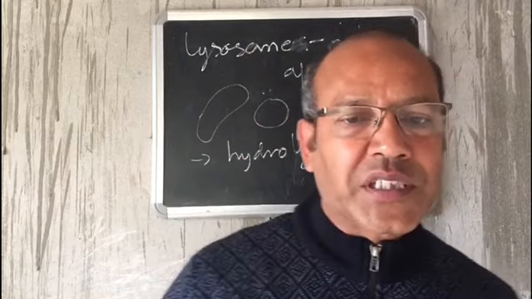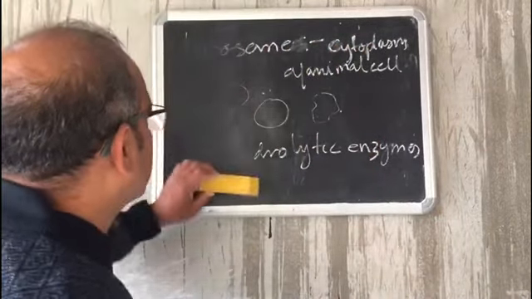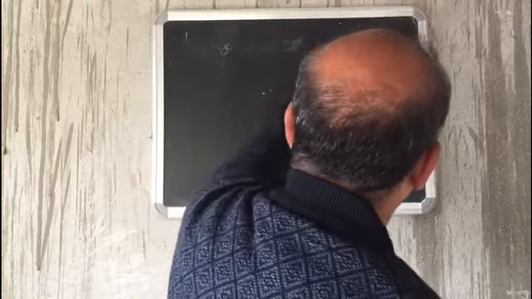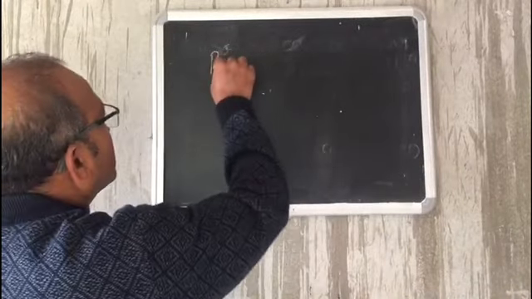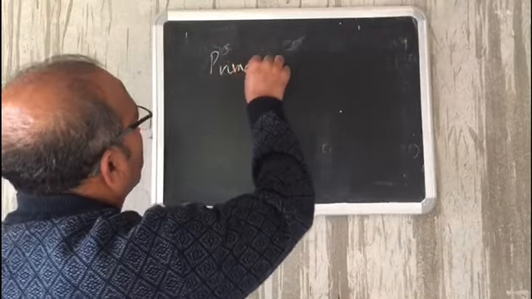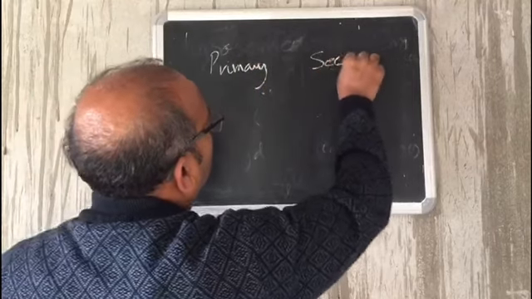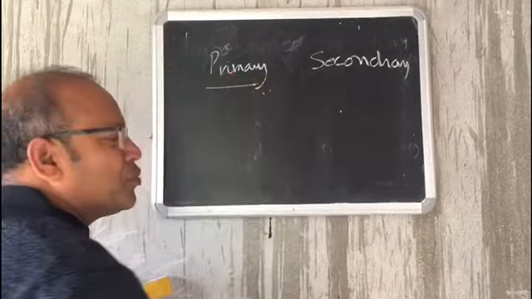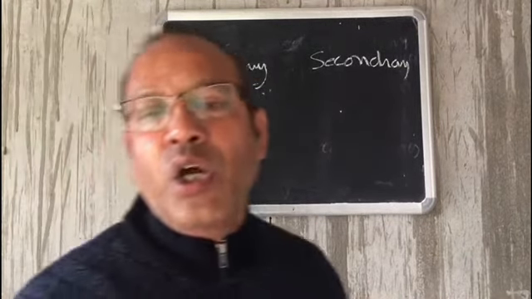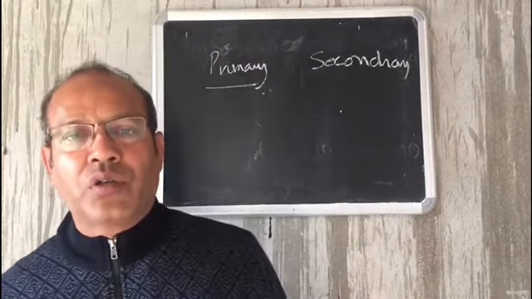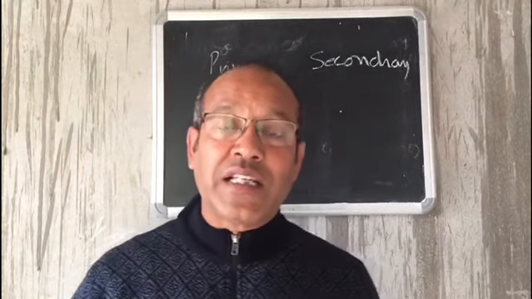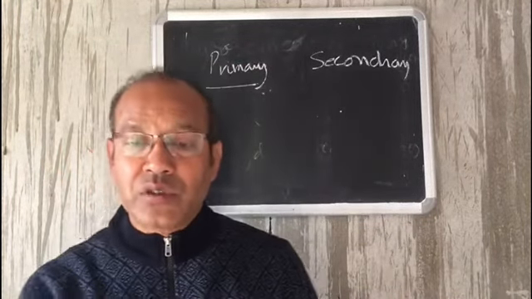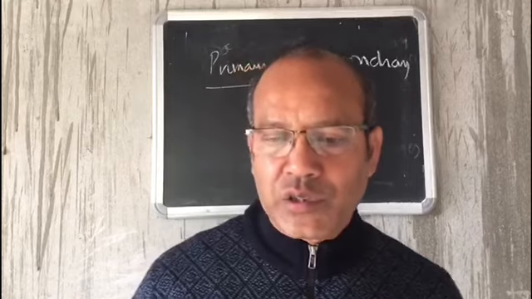Lysosomes are basically of two types: primary and secondary. Primary lysosomes are the ones that are produced by the Golgi bodies. The Golgi bodies at the maturing phase produce lysosomes, and those lysosomes are called the primary lysosomes.